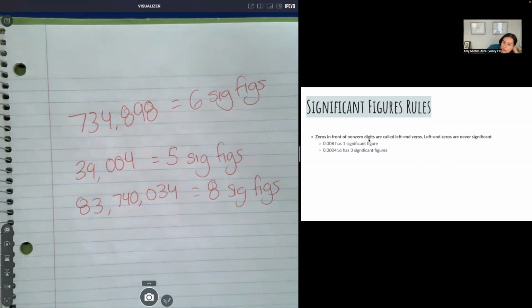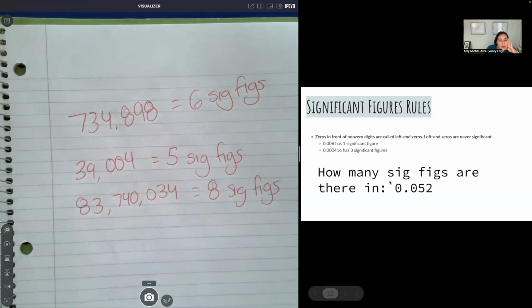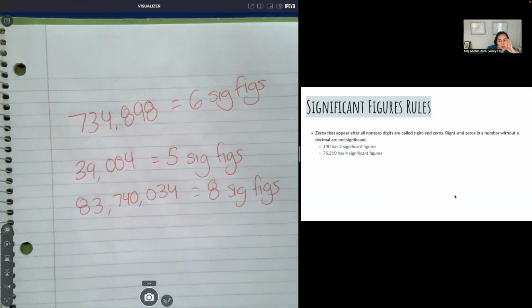Zeros in front of non-zero digits are called left end zeros. They are never significant. So all these zeros leading up to the 8 are not significant. Only the non-zero, the 8, matters. So we say there's only one significant figure. Here also, all the zeros leading up to the non-zeros do not matter. So 4, 1, 6, those are 3 significant figures. In this example, those zeros leading up to the 5 and 2 are not significant because they're on the left end. 5 and 2 are significant. That's 2 significant figures.